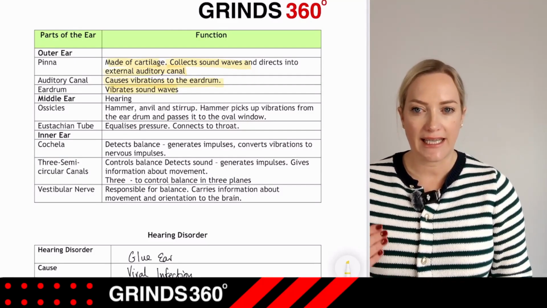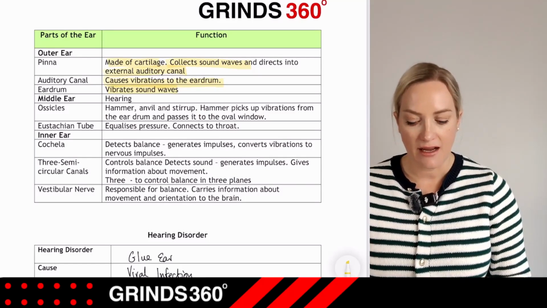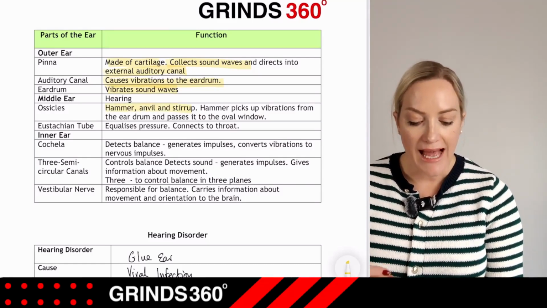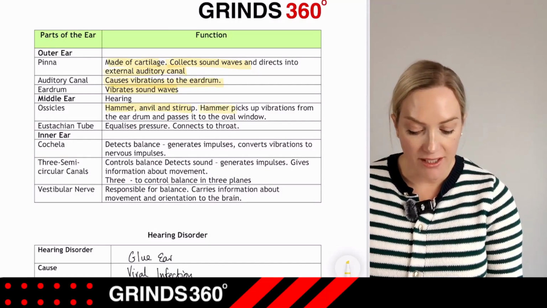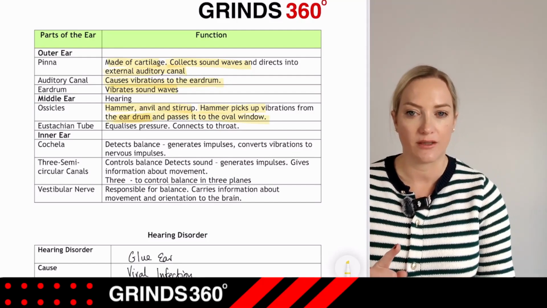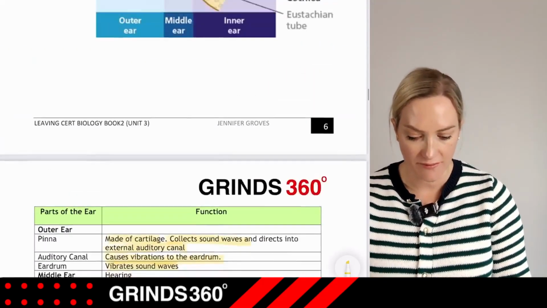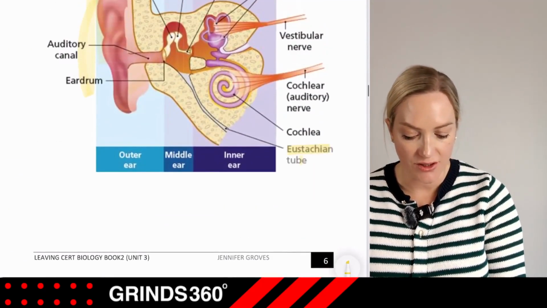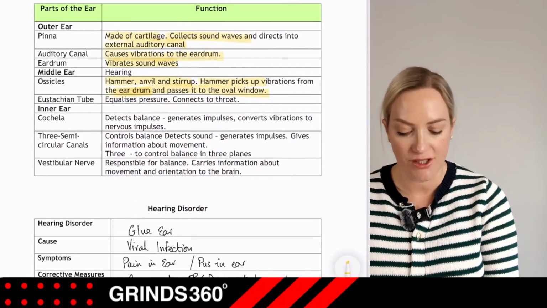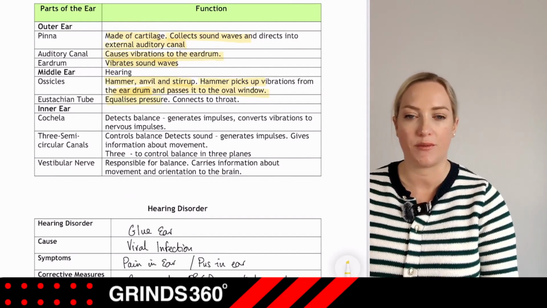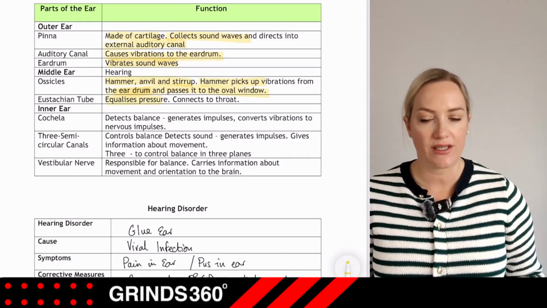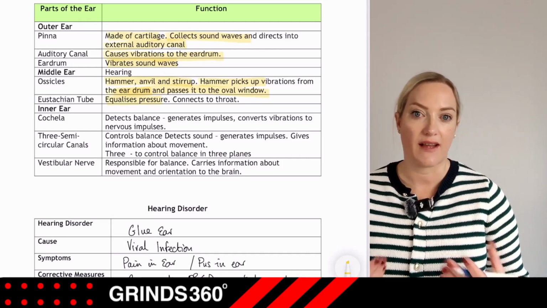Okay, now let's look at our middle ear, our ossicles: our hammer, our anvil, and our stirrup. What do they do? The hammer first picks up vibrations from the eardrum, and then it's going to pass this on to the oval window. Your eustachian tube, sorry, I forgot to point that out. Here is our eustachian tube. Your eustachian tube is going to equalize pressure. That's the function of the eustachian tube. And that is connected to the throat. Connected to the throat is not a function, it's just another fact.